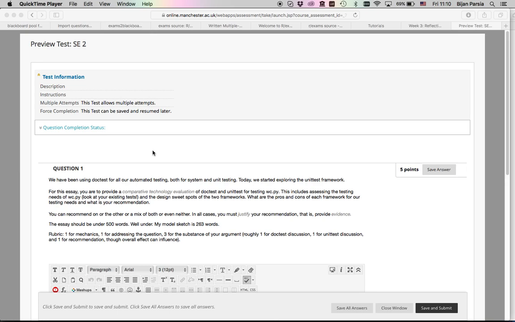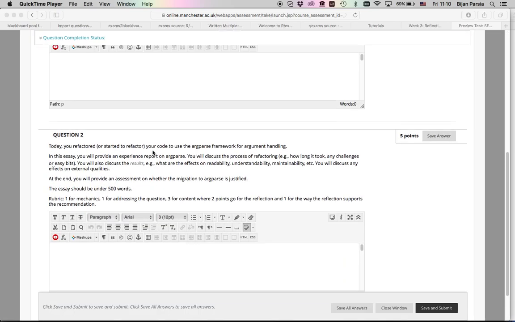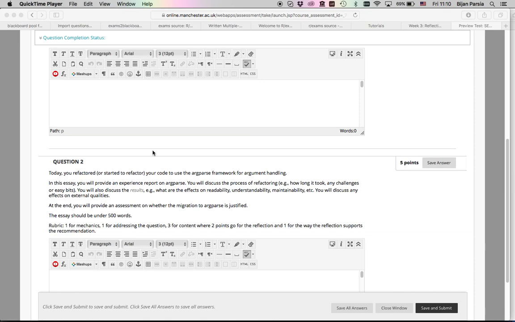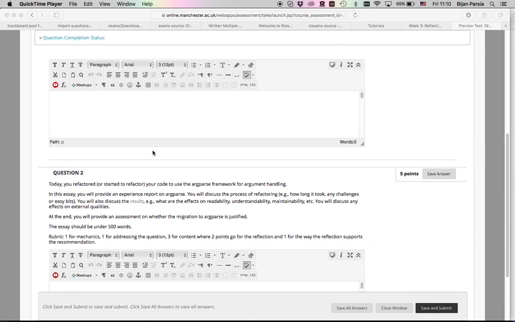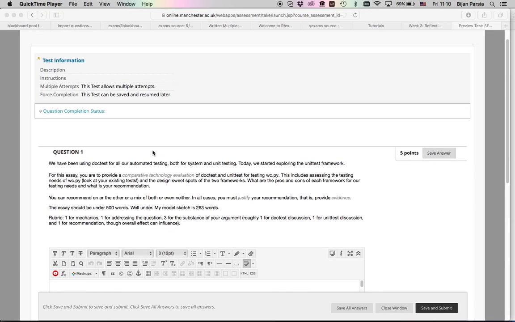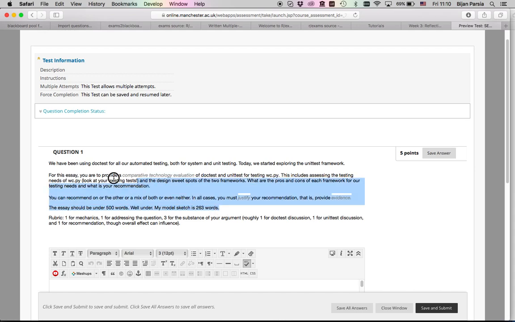So, I have a question, I open up the SE2, I see a question, there's two questions. I immediately have to think, oh, I have only a limited amount of time this week. How am I going to go about it? I need to keep on top of that. And so I need to figure out what goes into answering the question. That means I need to understand what's being asked. That's this part here. And I need to understand how it's being assessed. And that's the rubric here.